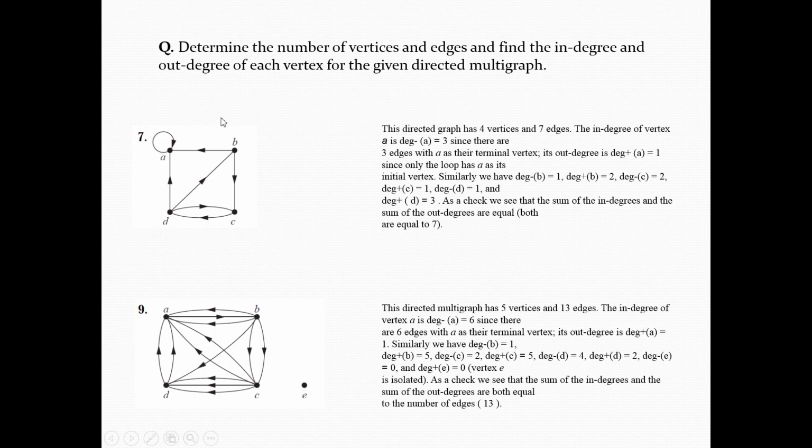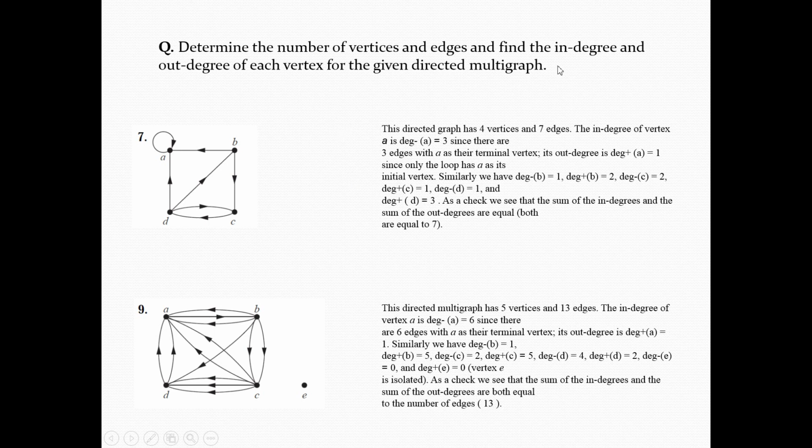So there is another example. Determine the number of vertices and edges, and find the in degree and out degree of each vertex of the given directed multigraphs. Here is the graph. This is question number 7 in your book. This is a directed graph, as we are told in the question. First of all, we need to determine the number of vertices. It has 1, 2, 3, 4 vertices. And the number of edges: 1, 2, 3, 4, 5, 6, and 7. So we have 7 edges.